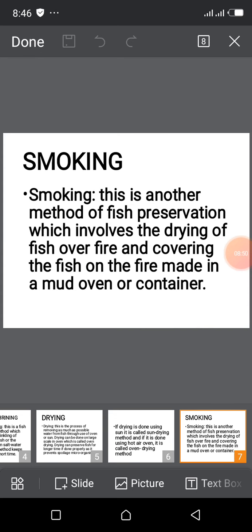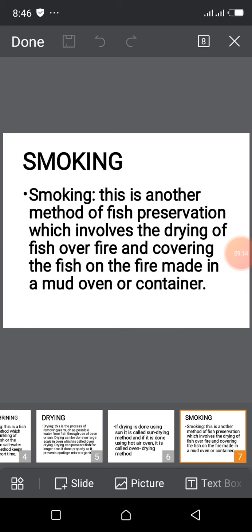Now we'll move ahead and look at smoking as a method of fish preservation. Smoking is another method of fish preservation which involves the drying of fish over fire and covering the fish on the fire. The oven could be made of mud or container.